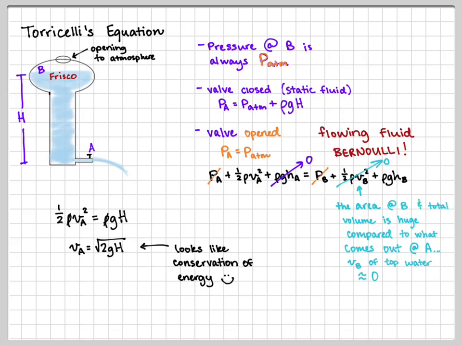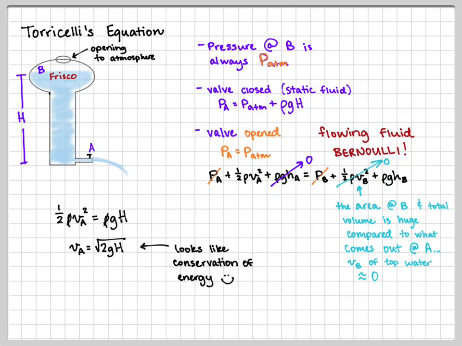Then we simplify. We get 1/2 density times the velocity at A, the velocity at the nozzle, squared, is equal to rho g h. I assume that it is water all the way through, so you can cancel out your densities, solve for velocity, and you get something that's hopefully extremely familiar: the velocity is equal to the square root of 2g times the height of the water.